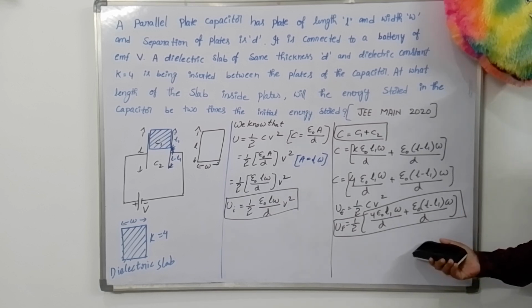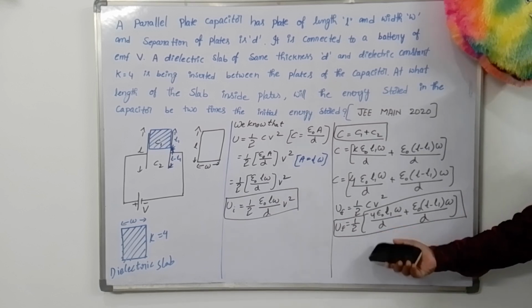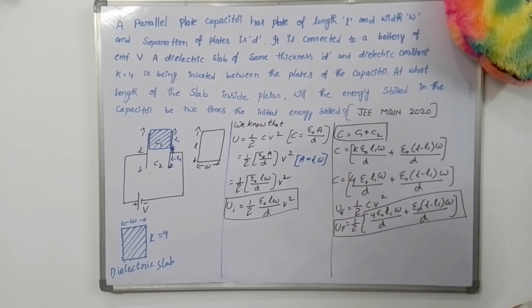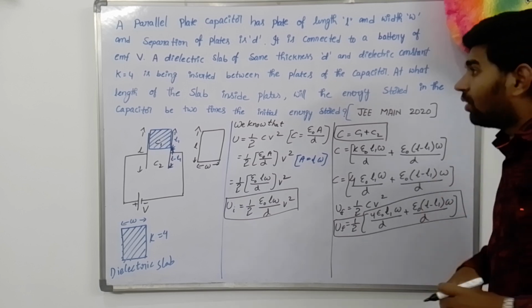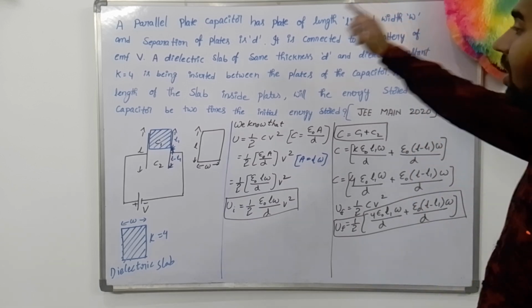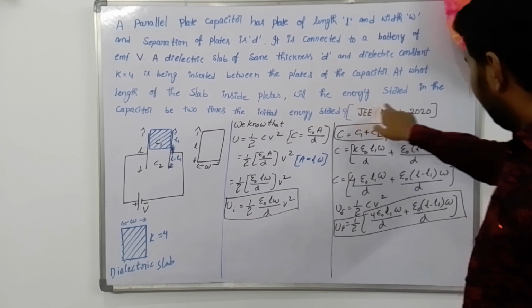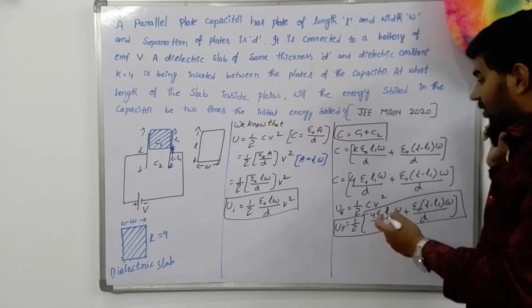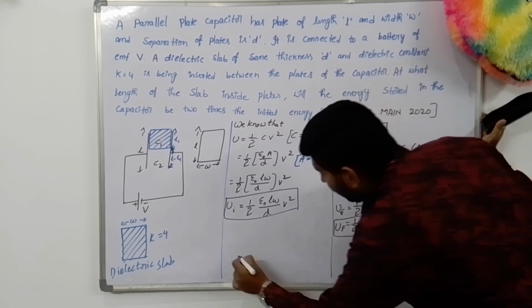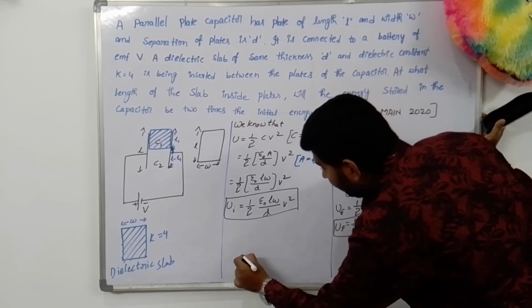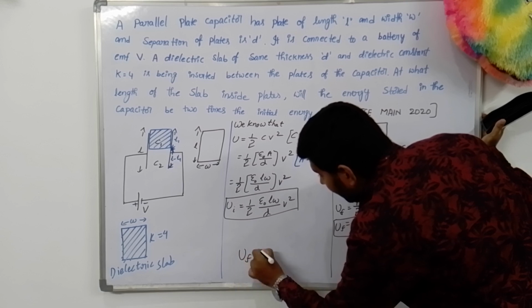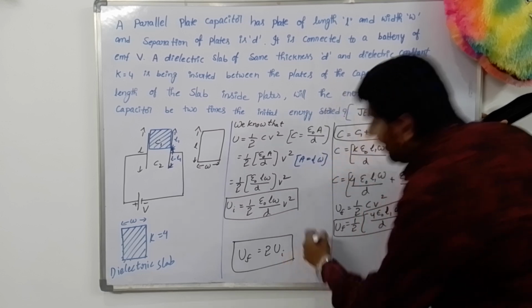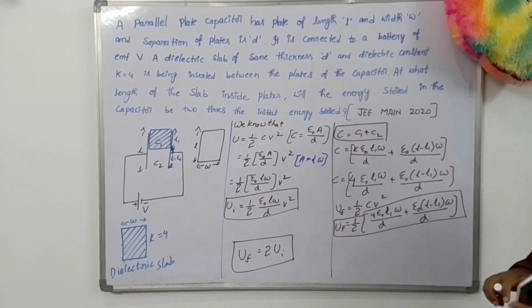After inserting the dielectric slab, this is the energy stored in the capacitor. Before inserting the dielectric slab, this is the energy stored in the capacitor. Now, what do we have to find out? They have given one condition: at what length of the slab inside the plates will the energy stored in the capacitor be 2 times the initial energy? You have to find out. 2 times the energy means at what length? At what length the final energy becomes 2 into the initial energy.